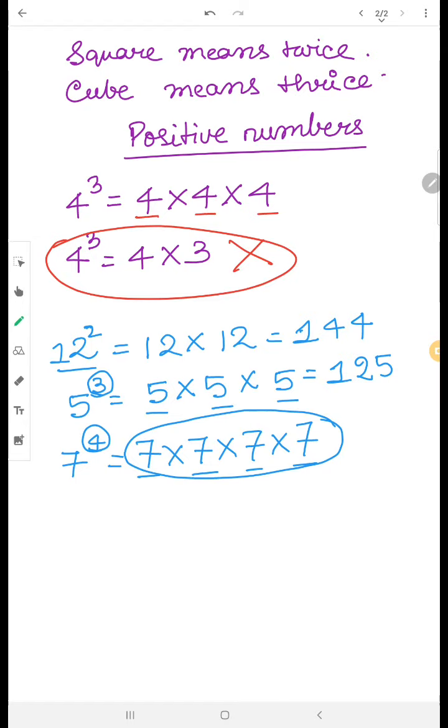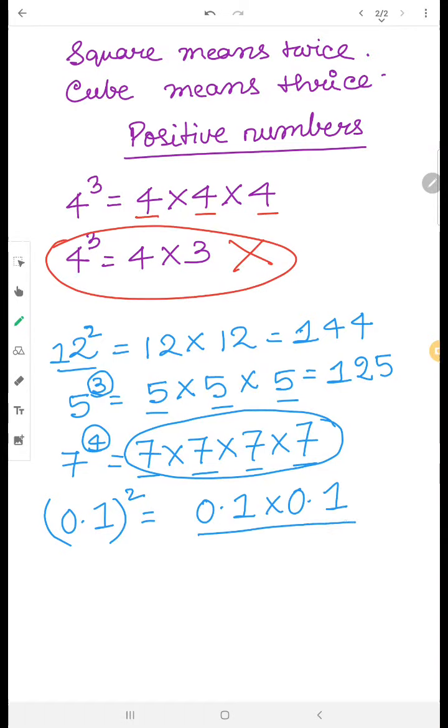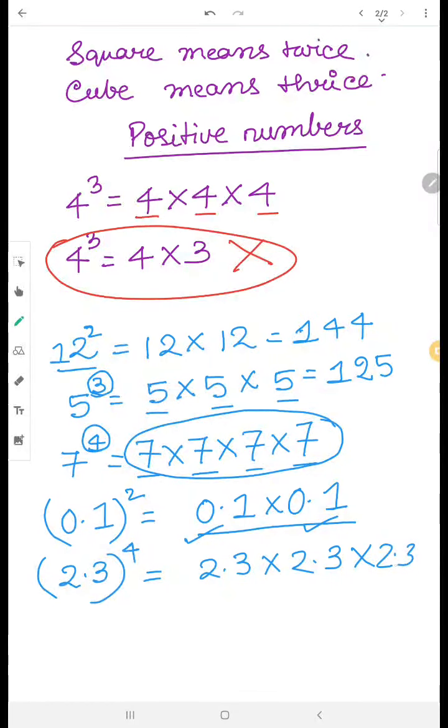We can also get positive decimal numbers. Say I get 0.1 to the power 2. That means 0.1 is getting multiplied by itself. See, this is how many 0.1s? 1 and 2. Similarly, if you get 2.3 whole to the power 4, what does it mean? It will be 2.3 times 2.3 times 2.3 times 2.3. So how many 2.3s are there? 1, 2, 3, 4, because the power is 4. Always keep in mind that it all depends on the power.